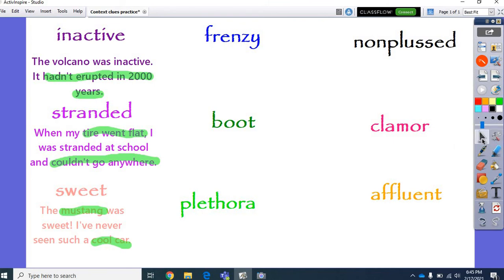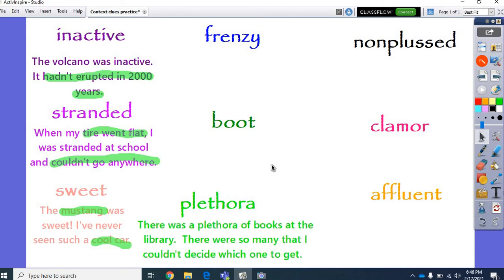All right, so we're going to try one more together, and then I'm going to let you try the other ones in the test in a little bit, okay? So let's do one more together. We're going to use the word plethora. Yeah, this is one right here, plethora. Now that's a word you maybe have never heard before. What in the world could a plethora be? Well, let's read the sentence and find out.